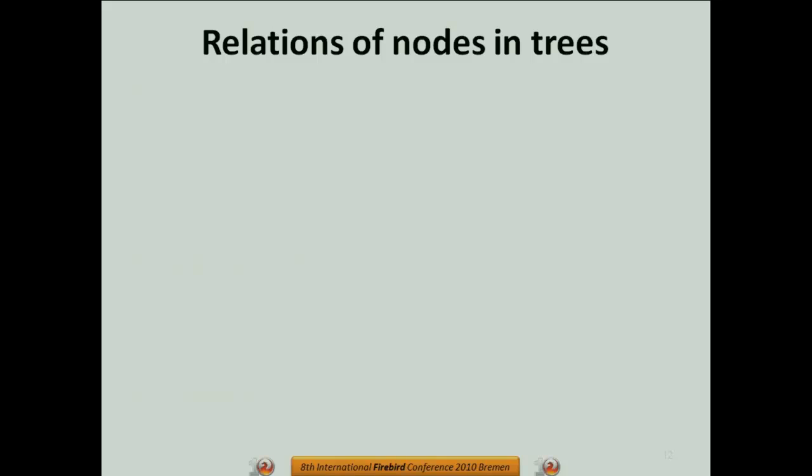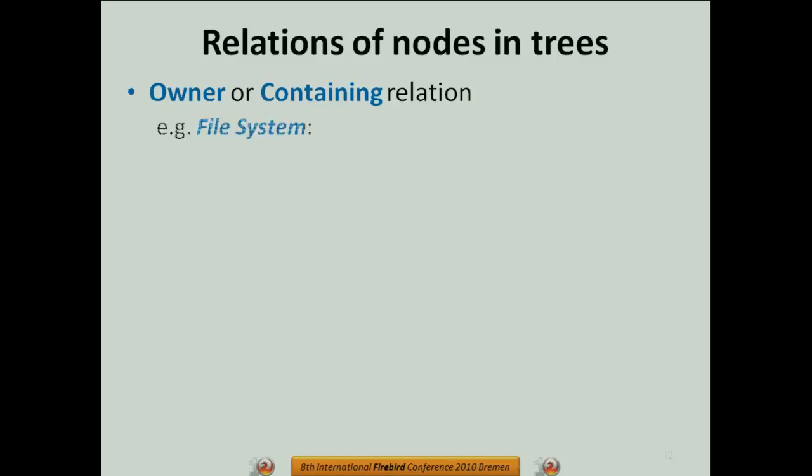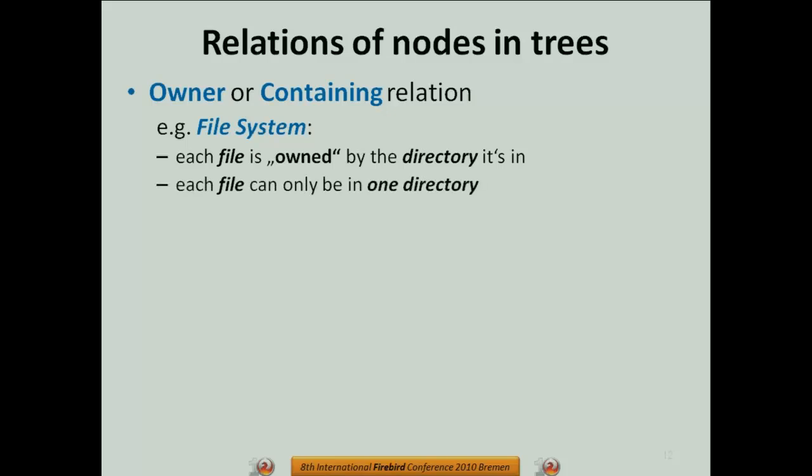Okay, let's have a word about relations of nodes in trees. The classical case is the owner or containing relation, which means, for instance, in a file system, that each file you have in the file system is virtually owned by the directory it's in. The directory contains the file, and the directory is the owner of the file. Which simply means, first of all, that each file can only be in one directory at a time, not in 2 at the same time. And, obviously, if you delete the directory, it will delete all the files in it, because they're contained.